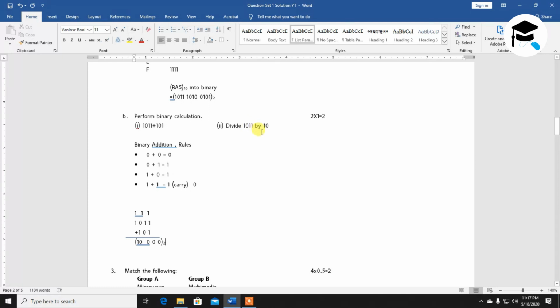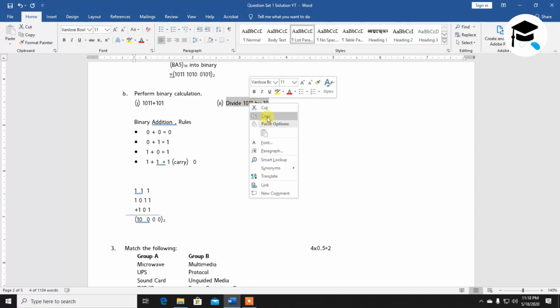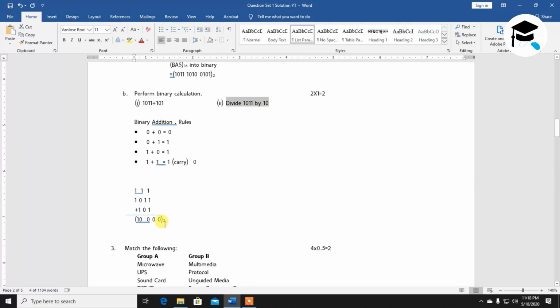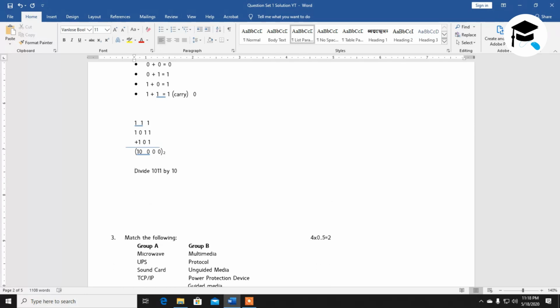Divide 1011 by 10. There are a few rules for division. We will understand that slowly. But before that, we need to find out which one is the dividend, which one is the divisor, and which one is the remainder. I think we have forgotten these terms. Let us revise these terms.